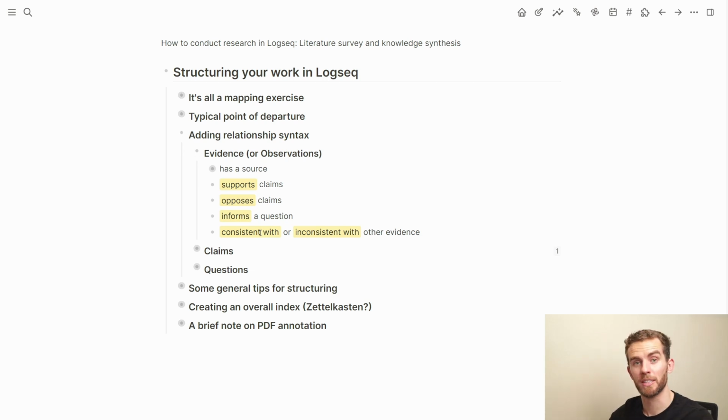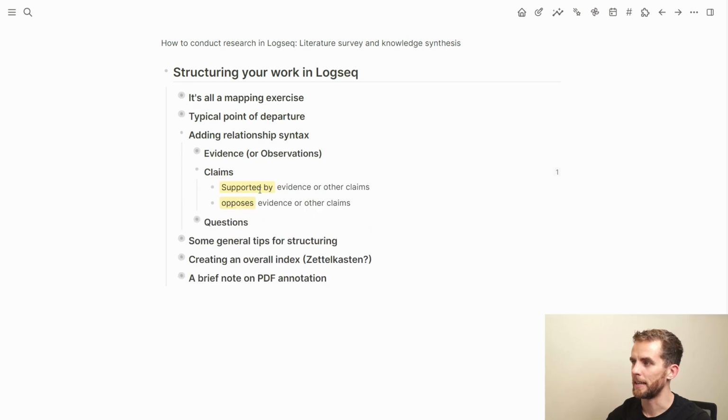But it might be like consistent with or inconsistent with other evidence. And this is adding more meaning to these different pieces of information. So it's not just evidence, claim. It's like this claim is opposed by this evidence. If we look at claims, again, it's supported by evidence or other claims, or opposes evidence or other claims.